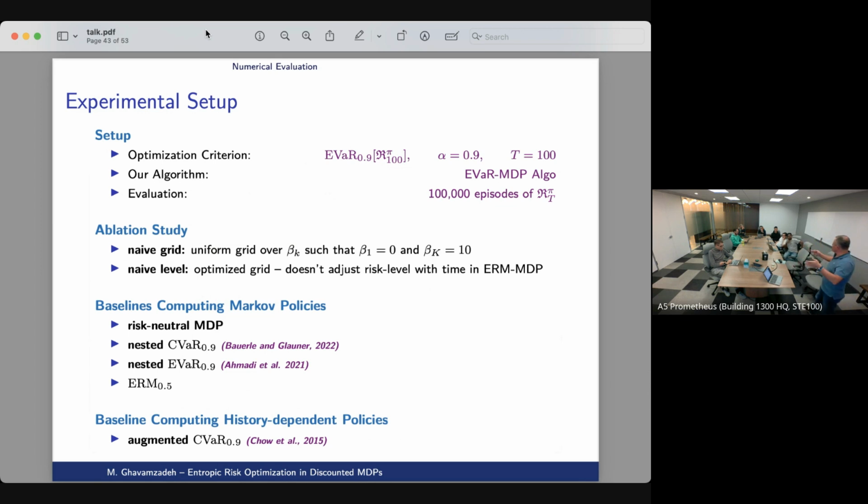So the first ablation study is to run the algorithm with a uniform grid instead of that recipe. The other one is, you remember when we did ERM MDP, we told you that ERM changes time-dependently. If I just ignore that the risk level changes with time, and I just write the Bellman equation the way that I write it for expectation, and I apply it to that, you're basically not optimizing the ERM. You're just optimizing something and seeing what happens.